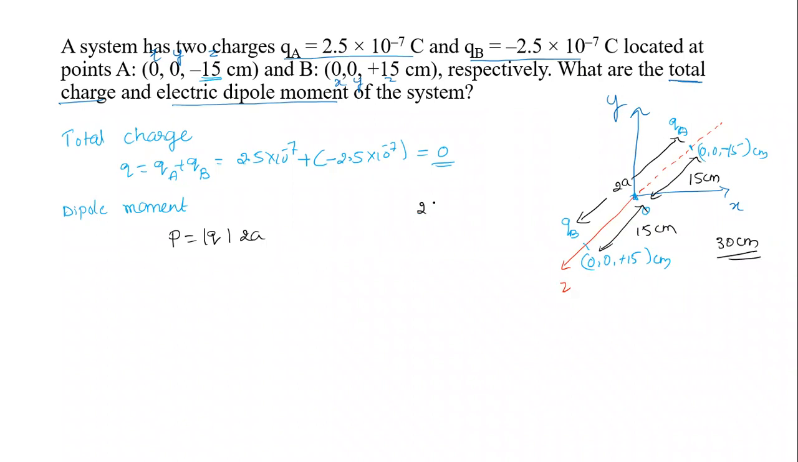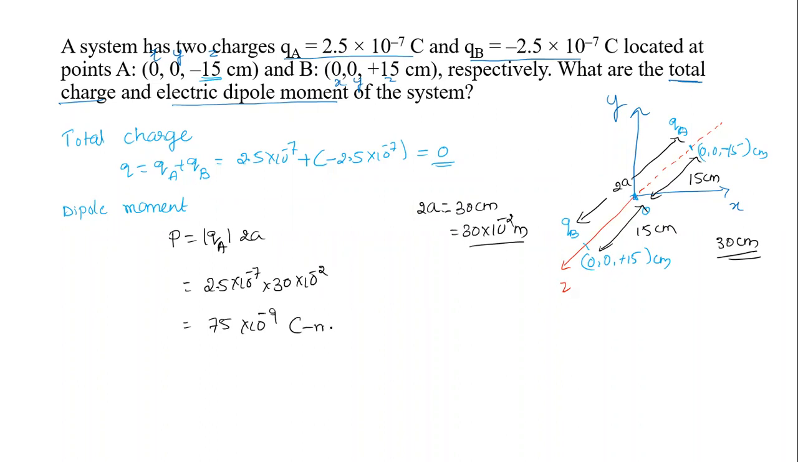So 2a equals 30 centimeter. I'm going to use either of the charges, say QA, which is 2.5 into 10 power minus 7, into 2a which is 30 into 10 power minus 2. Why 10 power minus 2? Because we are converting from centimeter to meter. Multiplying, it will be 75 into 10 power minus 9. The unit is coulomb meter.